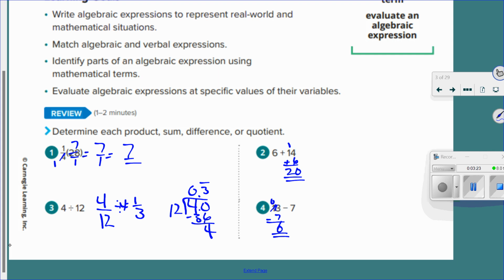So, for number 1, what is the math term for 7? What do we call that? For number 1, 7 is what? What's the math term for that? Product. If I'm doing multiplication, my answer is the product. For number 2, what is the 20? The sum. For number 3, what is the 3 times repeating? Quotient. For number 4, what is the 6? Difference. You have to understand those terms, guys. Okay? Yeah?